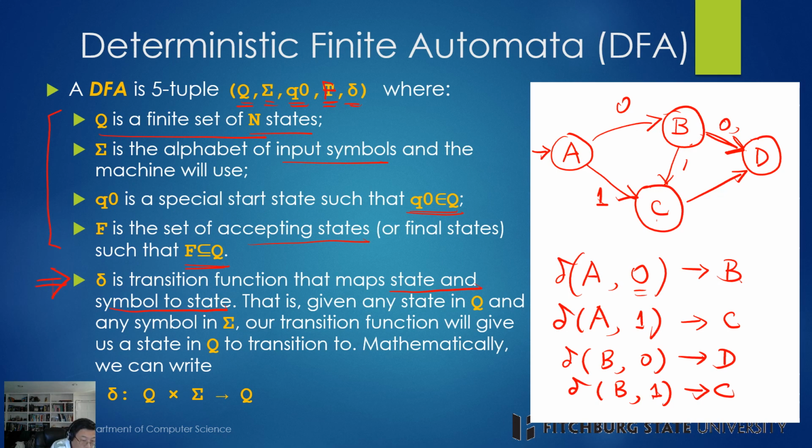So then, we're going to define the delta for C. If the symbol is 0, we're going to map to D. If the current state is C and the symbol is 1, we map to D as well. So then, for both 0 and 1, we map to D. Now, for D, we're going to define the delta for D, right?